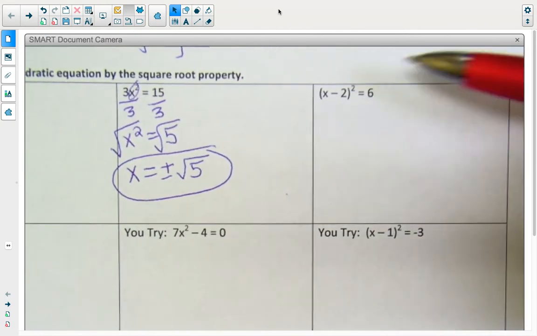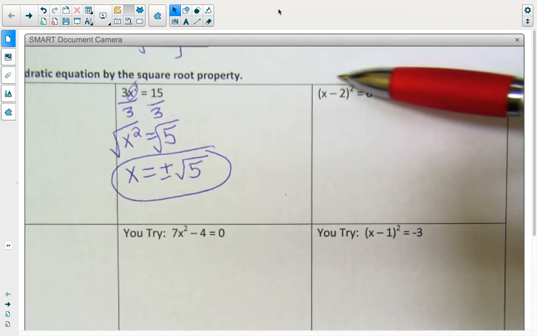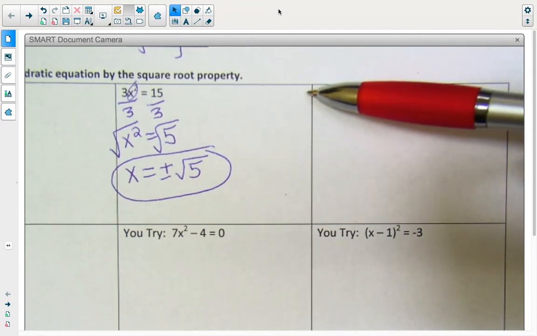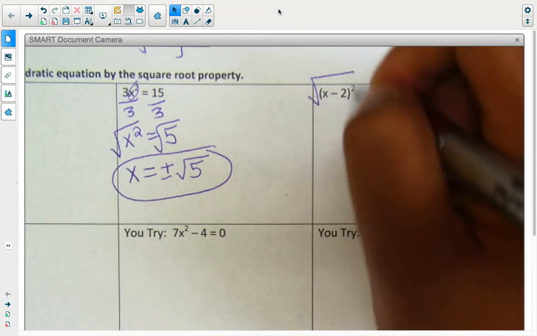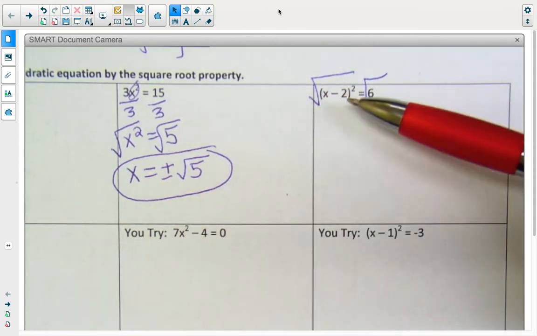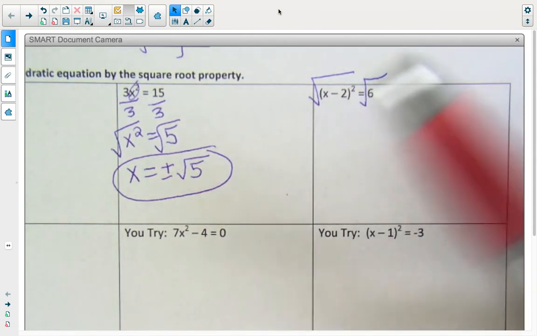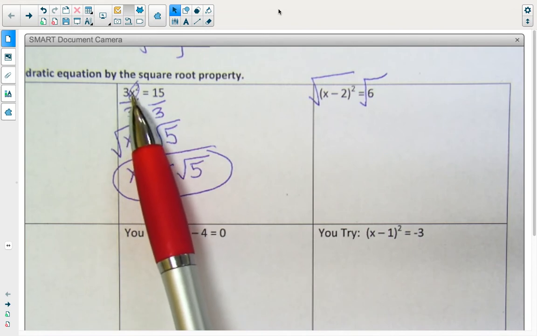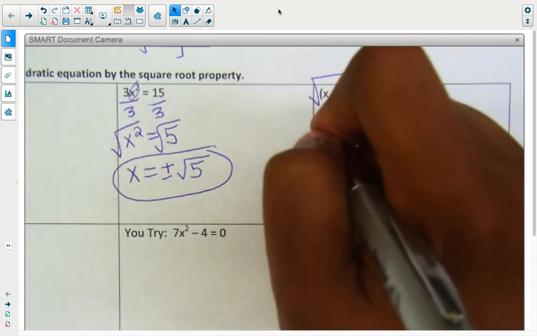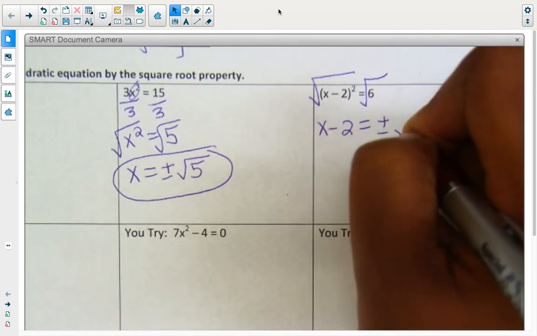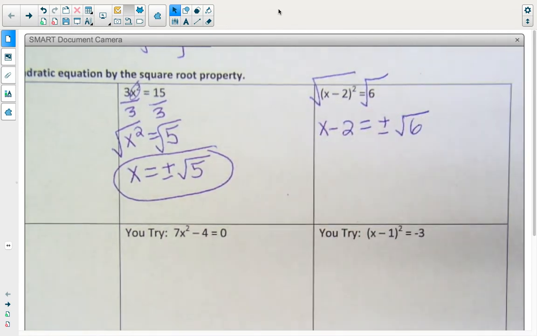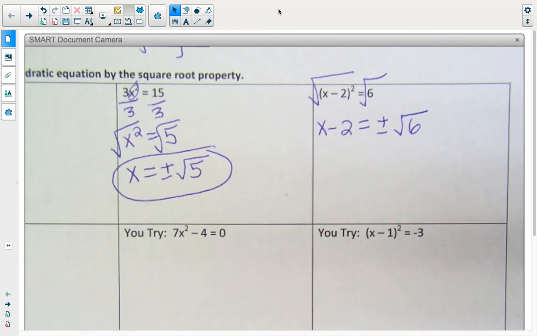Same thing over here. So this one, there's not a 4 in the front or 7 afterwards. The square is already all by itself. So I can go ahead and take the square root because this time the whole problem is being squared as opposed to over here where only the x was being squared. So this is going to give me x minus 2 equals plus or minus the square root of 6.